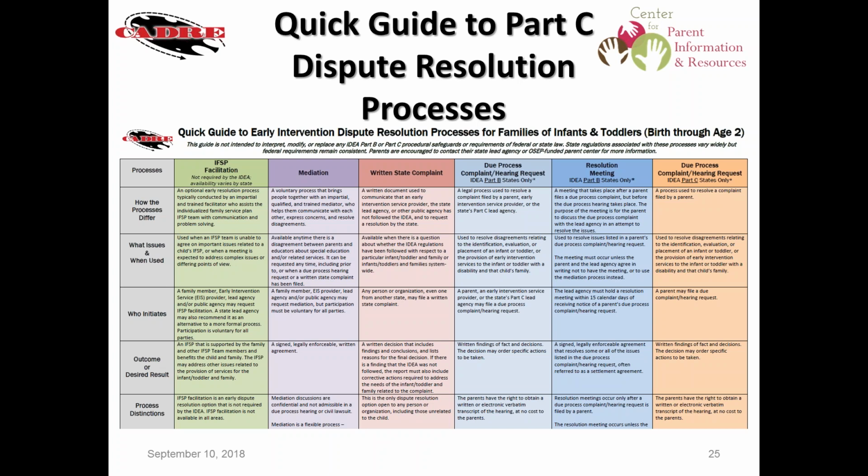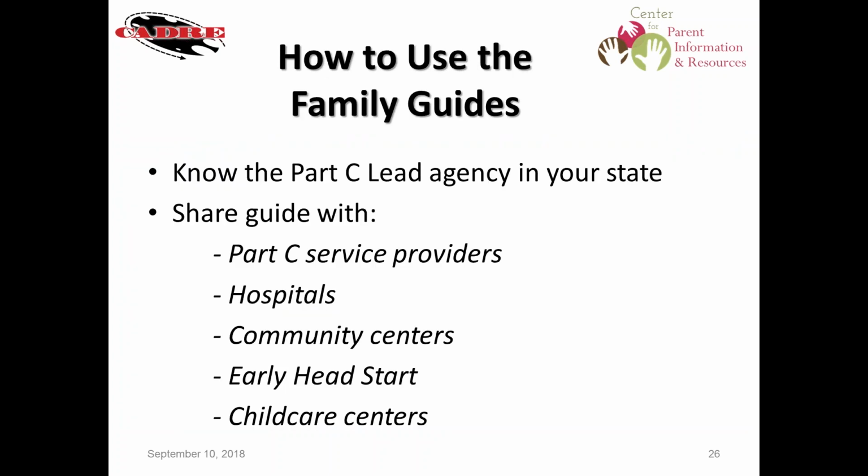The guide will briefly explain how the processes of facilitation, mediation, written state complaints, and due process hearings under Part C and Part B are different, what issues would be appropriate for each, who initiates each process, the probable outcome, what distinguishes each process, the benefits and considerations for each, where the decision is made, the role of the third party, the time frame, who is responsible for paying for the process, the impact of each process on relationships, and how to prepare for each. This chart might be helpful to keep nearby as a resource to quickly explain differences to families who may be in dispute. Now I'll turn it over to Miriam to talk about how you can use these guides.